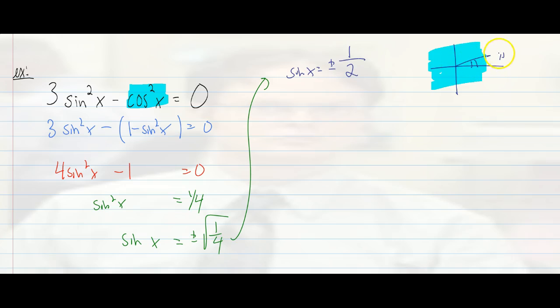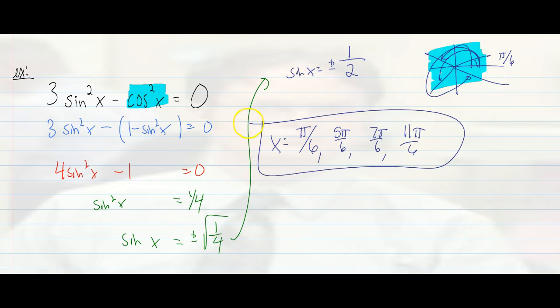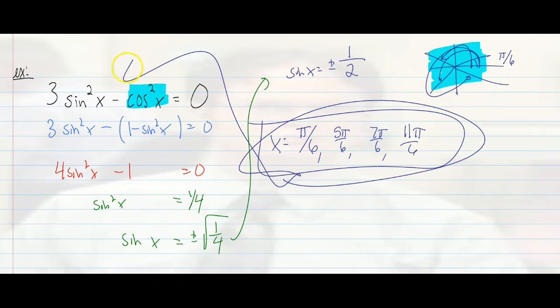Reference angle for this one is going to be pi over 6, which is 30 degrees. So we're going into all four quadrants, pi over 6. Second quadrant is 5 pi over 6. Third quadrant is 7 pi over 6. And then in the fourth quadrant we get 11 pi over 6. So these four answers all work for that original equation.